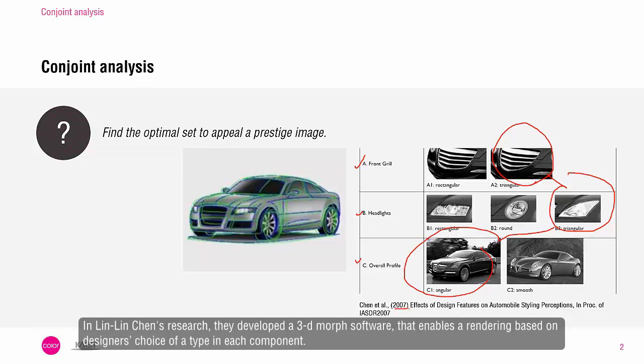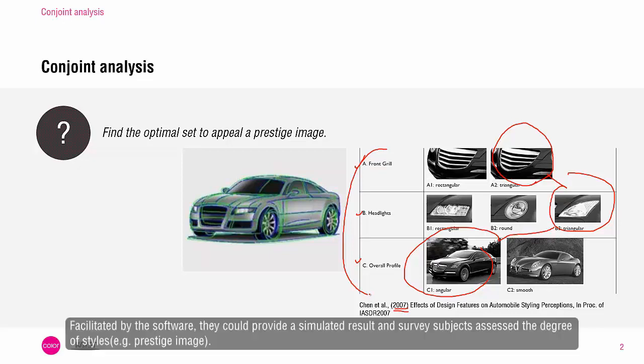In 2007, Professor Chen and her research team developed a three-dimensional morph software that enables a rendering based on designer's choice of a type in each component. And in their research, there were more components. And facilitated by their software, they could provide a lot of simulated results, and their survey participants assessed the degree of certain image when they were presented with one of the simulated results.